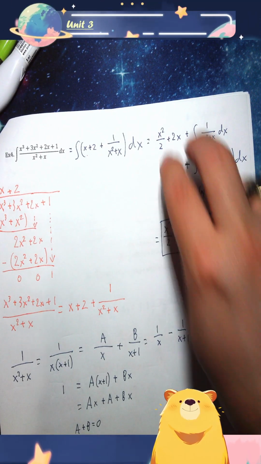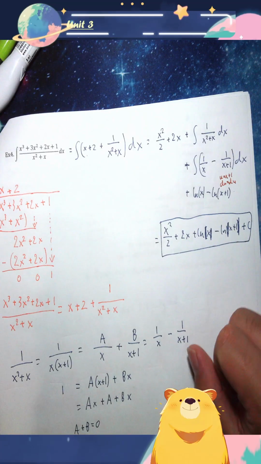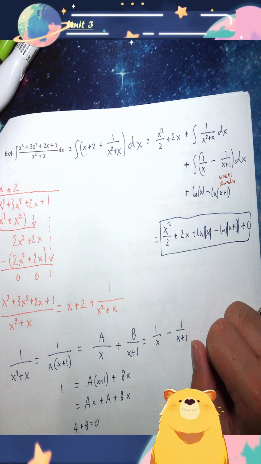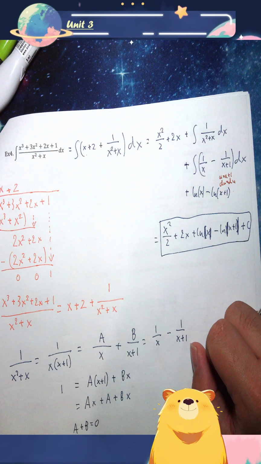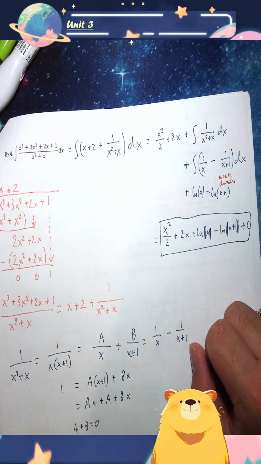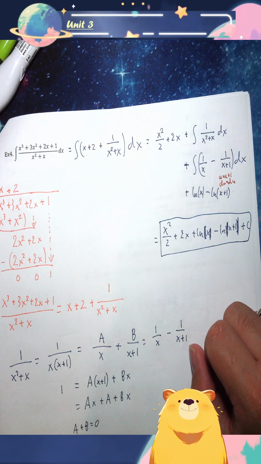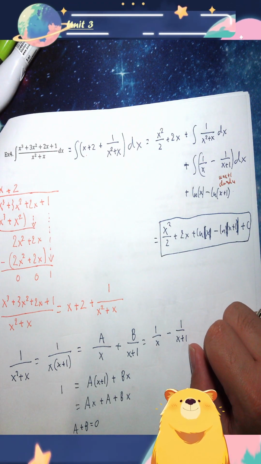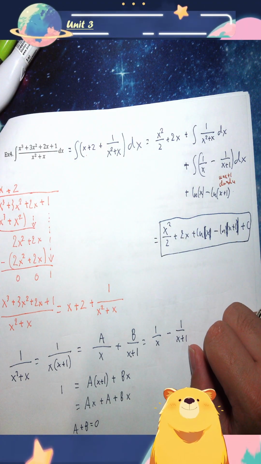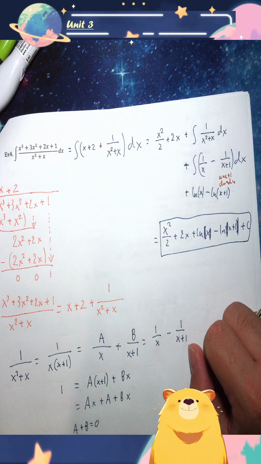And then our final answer will have x squared over 2 plus 2x plus ln of x minus ln of x plus 1 plus c. And that is our final answer.